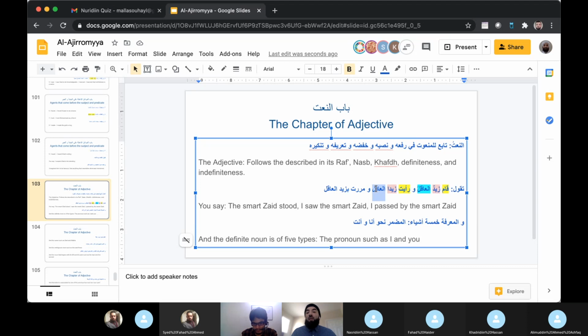But still, an adjective cannot be separated. For example, you cannot say ضرب زيد عمرا القوي, which means Zaid hit Amr the strong. Now here in Arabic, in English, basically the strong would be an adjective for Zaid or Amr. Zaid hit Amr the strong.